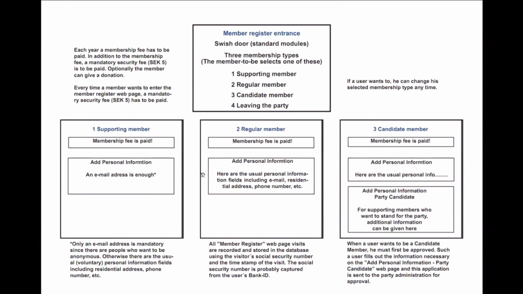Next, you're asked what member category you're interested in. There are 3 to choose from. The first member category is intended for those who want to be anonymous. Then, only an email address is mandatory. The second member category is for regular members. Here they enter the usual personal information, including email, residential address, phone number, and so forth. A member who wants to be active and stand for the party as a parliamentary candidate selects the third category. This interest application is sent to the party administration for approval.